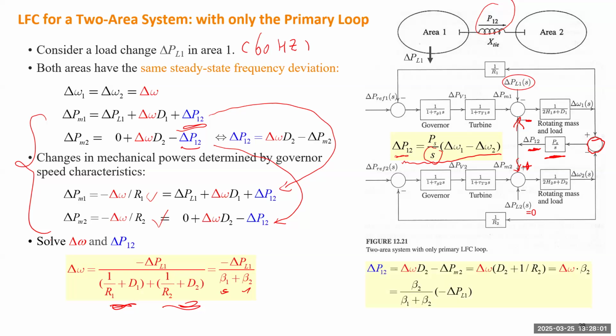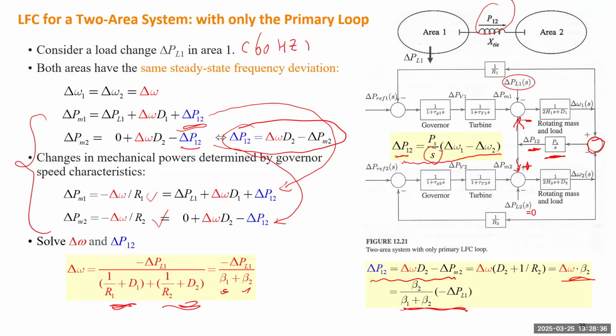Okay, continue. We can calculate the tie-line flow change. For the tie-line flow change, we're going to use this formula and plug in the delta omega. So it will be this one. But then we do some simplification. We know the tie-line flow basically just equals the frequency deviation multiplied by the beta factor of area 2. This will be the formula to calculate the tie-line flow.